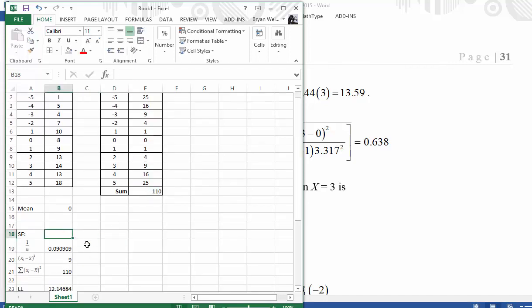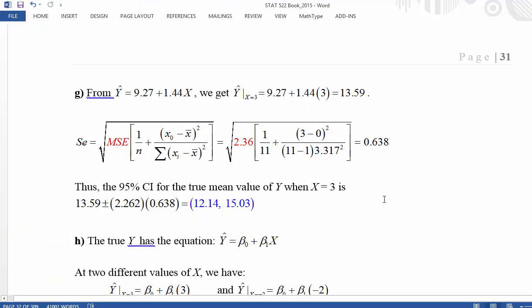Okay, now we're going to find the standard error. So that's equal to the square root of 2.36, which was our MSE. You'll get that in your ANOVA table when you run your regression in SAS. And that is times our 1 over n plus our x naught minus x bar squared divided by the sum of the differences of each xi minus the mean squared. That's that there. And go ahead and close that up. And we get 0.6385, same here as when we did by hand here.